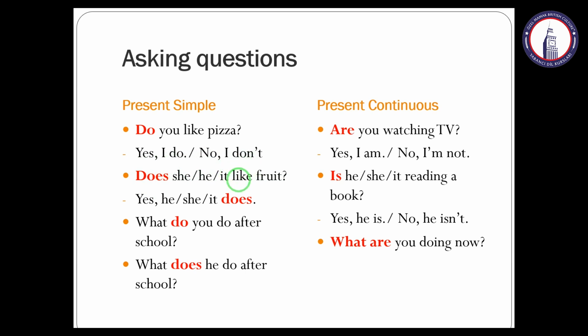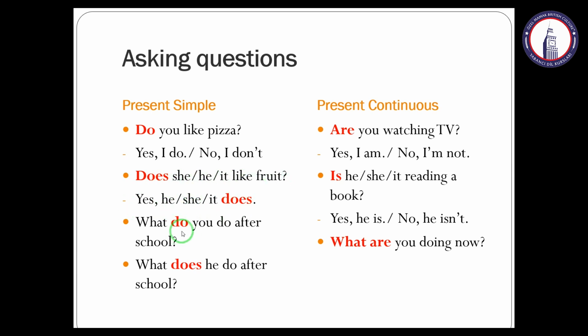How do you answer it? Do you like pizza? Yes, I do. Or no, I don't. Does she or he like, not likes, fruit? Yes, he, she, it does. So I repeat this sentence again. Does he or does she or does it like fruit? Yes, he, she, it does.